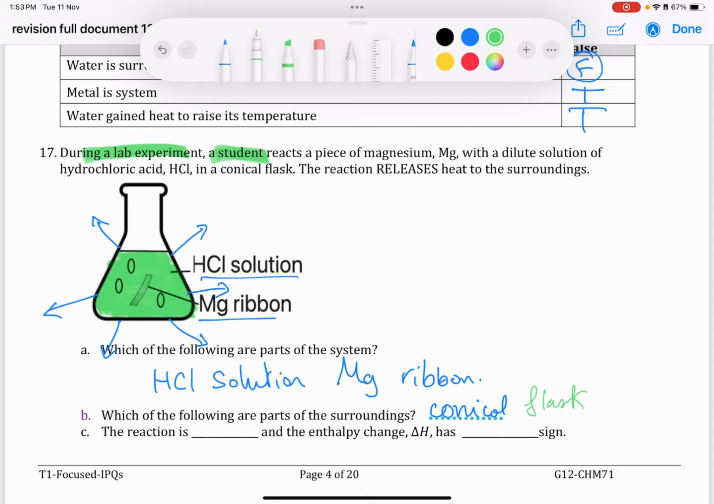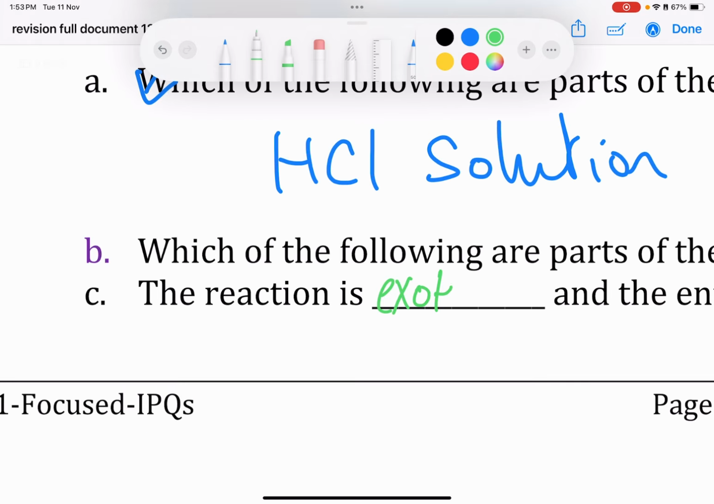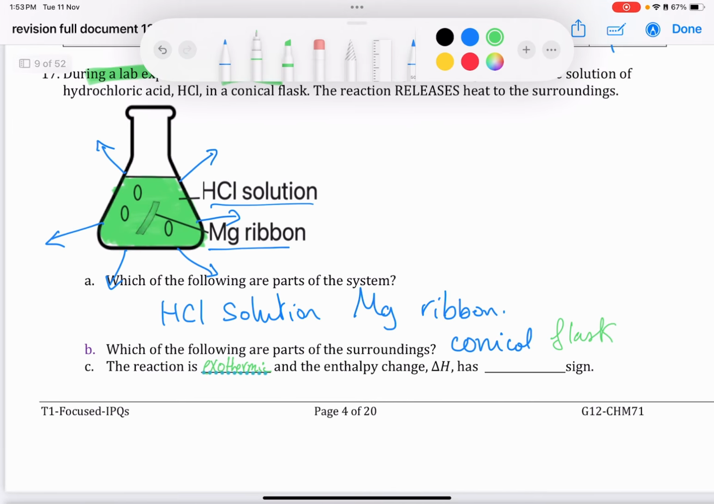Now, this reaction, this system, released heat. So this system is exothermic. Plus, if I come and touch the conical flask, it's going to feel hot to touch. That is one of the characteristics of exothermic systems. When it releases heat and you touch it, you being a surrounding, you're going to feel it's hot. If we calculate the enthalpy change of an exothermic system, it's always a negative value, so it has a negative sign.